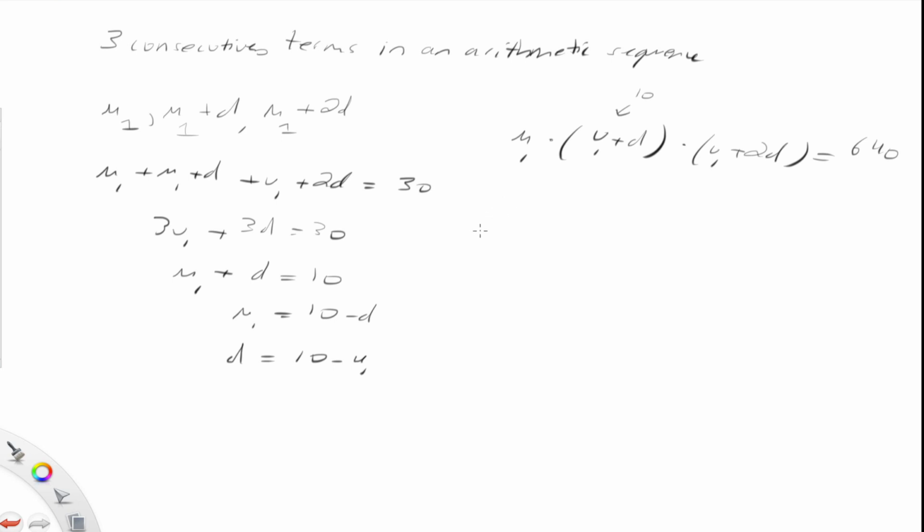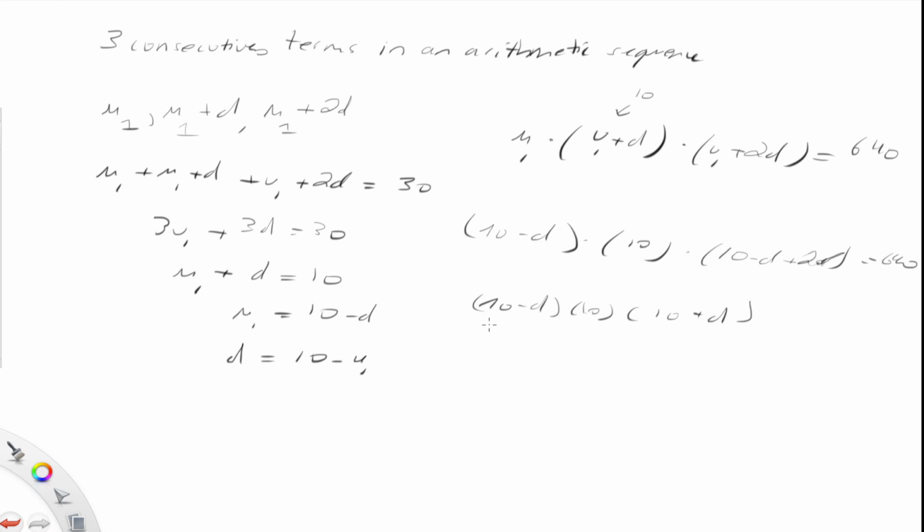So we have 10 minus d, which is u1 right here, times 10, since u1 plus d is equal to 10, times u1 plus 2d, and u1, again, you can expand by 10 minus d. So 10 minus d plus 2d. Sorry, it's not very legible. So that's equal to 640. And so we can simplify the last parentheses to 10 plus d, right? Because negative d plus 2d is equal to positive d.